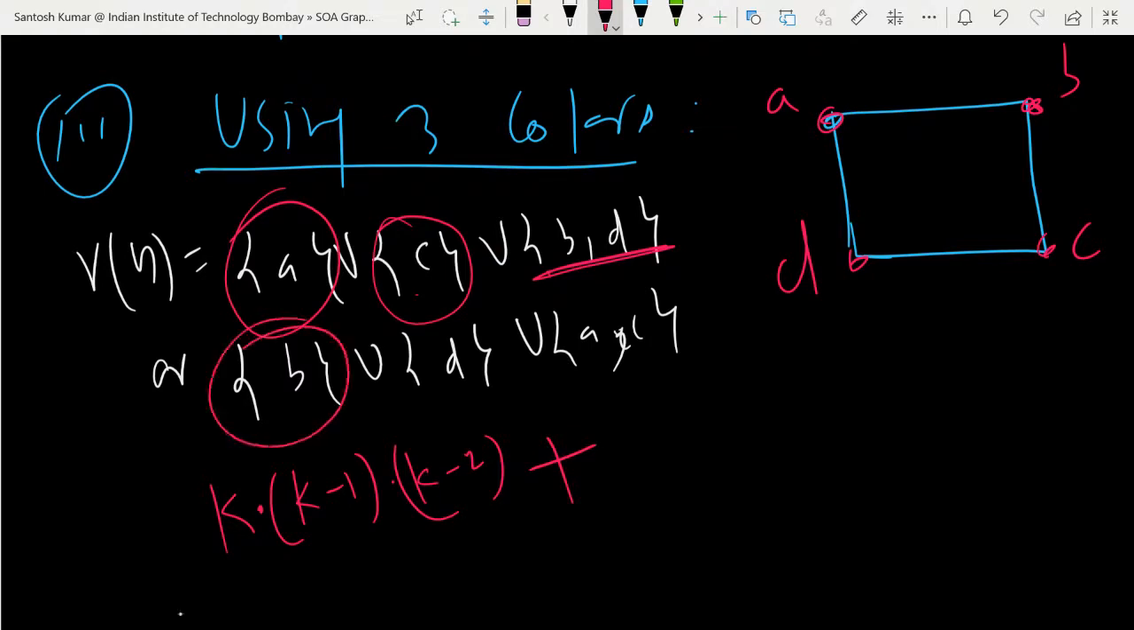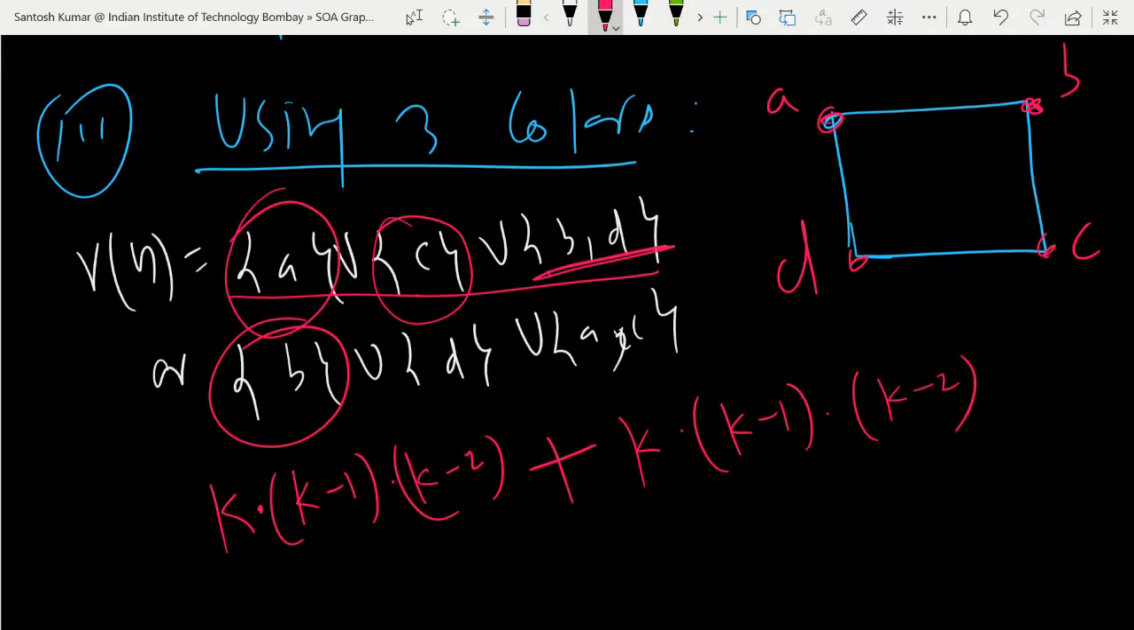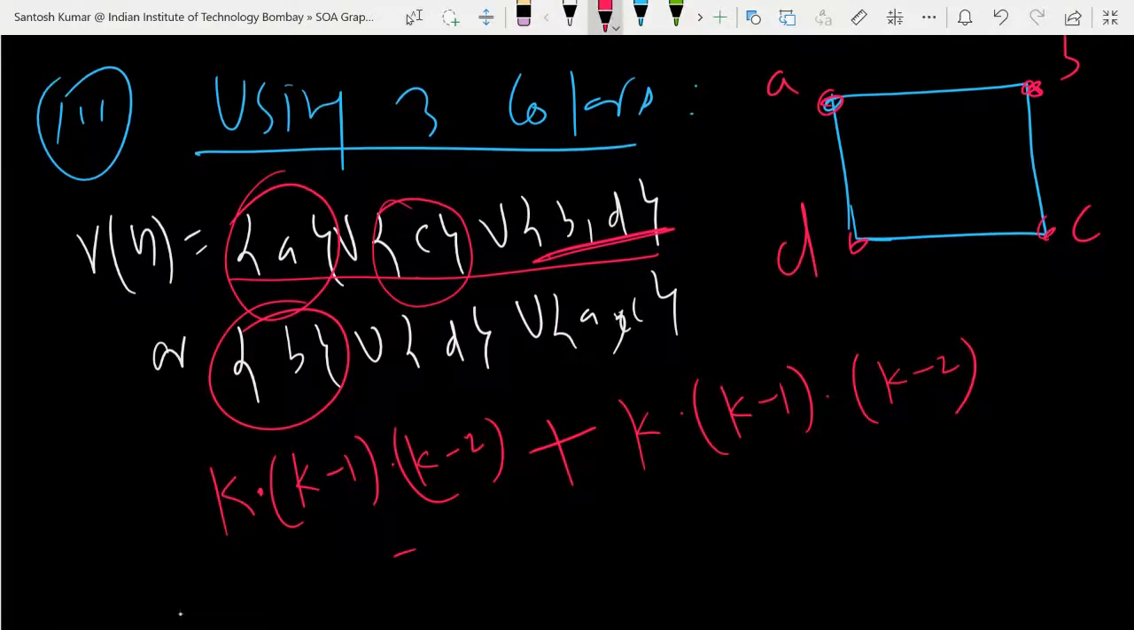Or if you come here, for B I want to use any one color, and either this case or this case. So I'm starting with B: I have K choices, for D I have K minus 1 choices, and for A and C I have K minus 2 choices. So in all, you get 2 times K, K minus 1, K minus 2. These are the total number of proper colorings of this graph using only 3 colors at a time out of K colors.